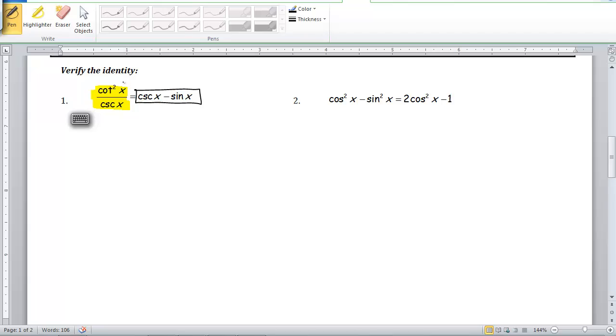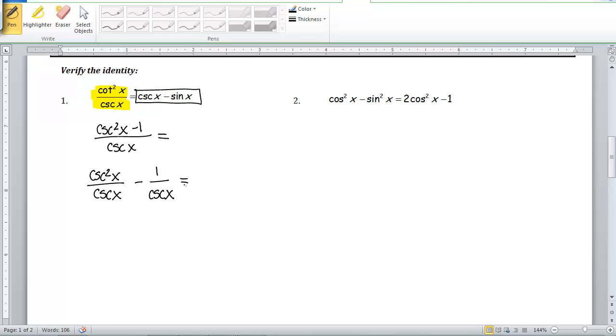Here, if I look at the cotangent squared of x in the numerator, I know that by the Pythagorean identity, that's the same thing as cosecant squared of x minus 1. So I can go ahead and replace that. Once I've done that, again, remember you're trying to get 2 terms. Something that you can do is you can separate one fraction into 2 fractions if you have the 2 terms in the numerator. So this would become cosecant squared divided by cosecant minus 1 divided by cosecant.